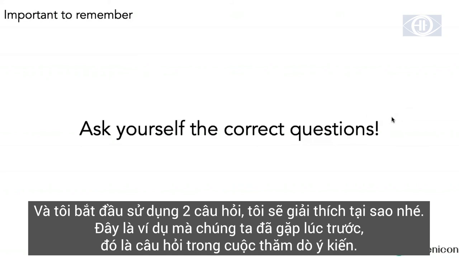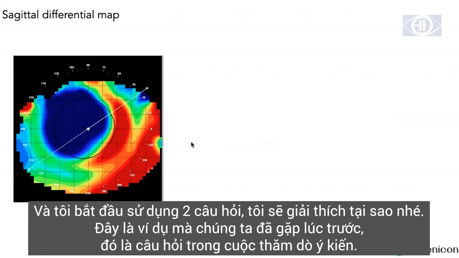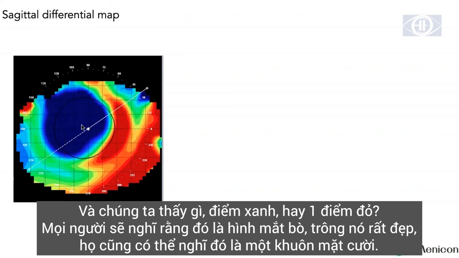So let me explain why. This is the example we're starting with. This was the poll question, and what do we see? We see a blue spot. We see a red spot. So I can imagine that people say, okay, I think it's a bullseye because it's built up very beautifully. But people say, okay, it is a smiley face as well, because we see kind of a smiley effect. It's quite confusing. But understand in which map you are looking.